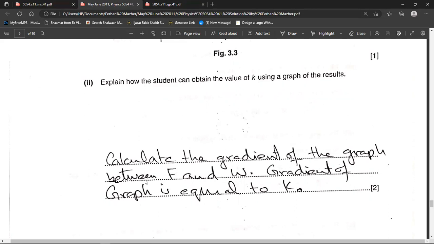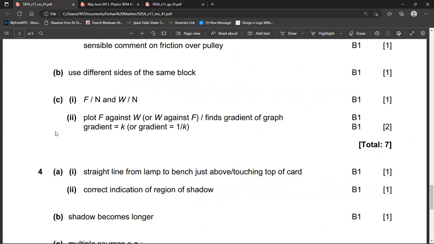Calculate the gradient of the graph between F and W. The gradient of the graph is equal to K. So what they say is, plot F against W or W against F, and find the gradient of the graph. So the gradient of the graph will be K, or the gradient of the graph will be 1 by K.